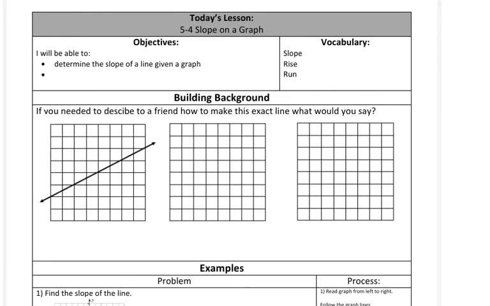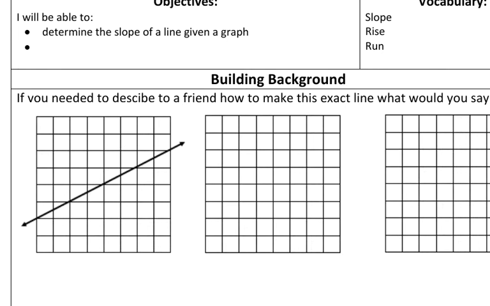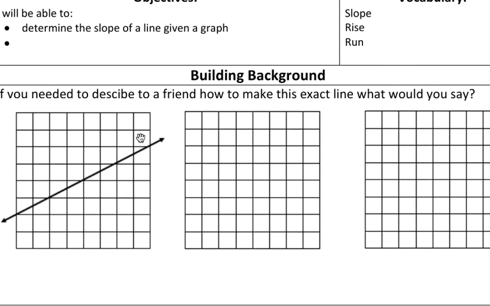It tells us the direction, which way is it going, and it tells us how fast it's going. So in our building background today, we're going to be explaining if I needed to describe to a friend how to make this exact line, what could we say? Most people, if they said that, would say it's going up to the right, maybe. But if somebody said it was going up to the right, they might draw it like this.